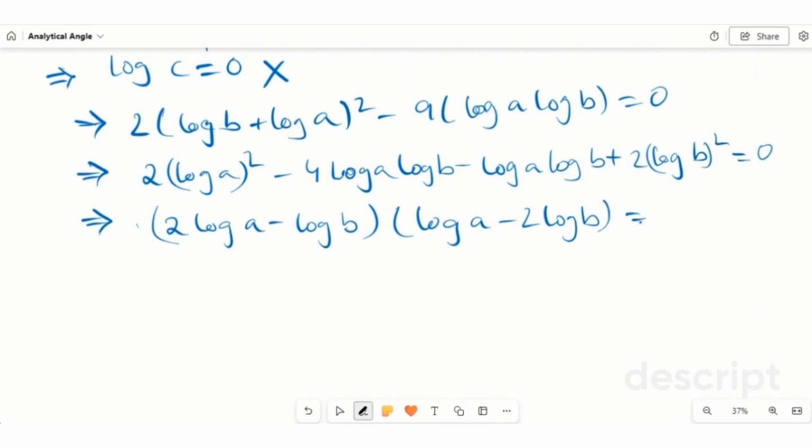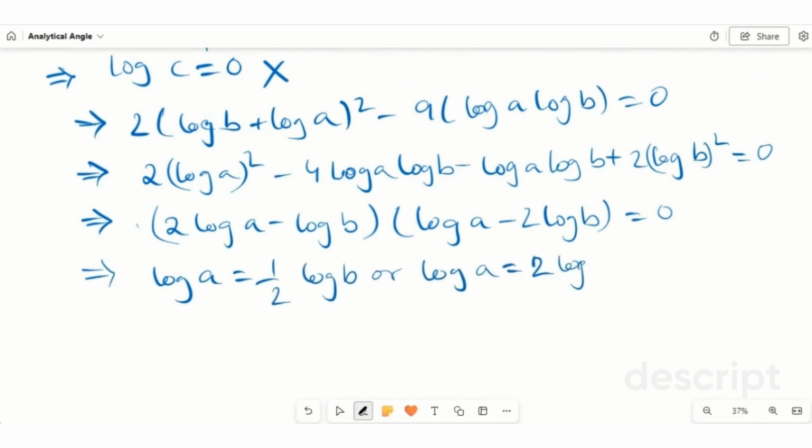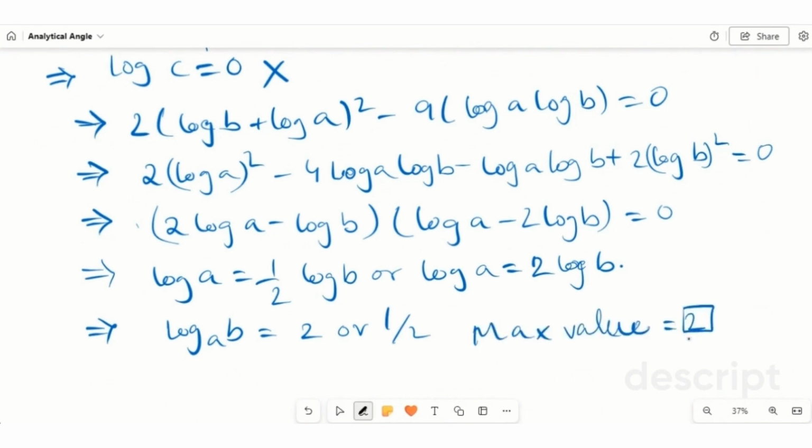So from this we can conclude that log a is equal to half log b or log a is equal to 2 log b. So the question asked us to find the maximum value of log b base a. So that means log b base a is equal to 2 or 1 by 2. We apply the change of base rule, and thus the maximum value it can hold is 2. Therefore, our answer is 2. Therefore, the correct answer is 2.